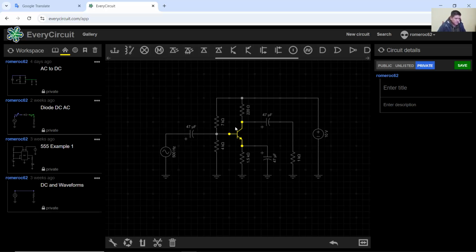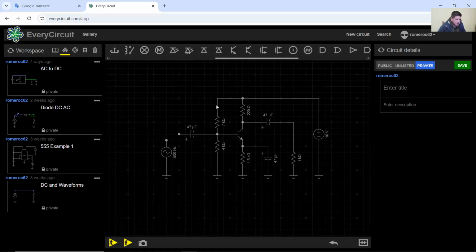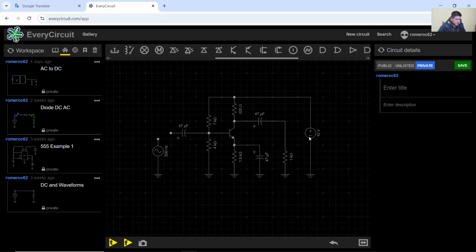Okay, I want to know the value of the current in the emitter of the transistor, in collector, and in the base. So I will disconnect this node, delete. Okay, and this circuit will be connected only to direct current voltage, only to DC voltage. Run time domain simulation.